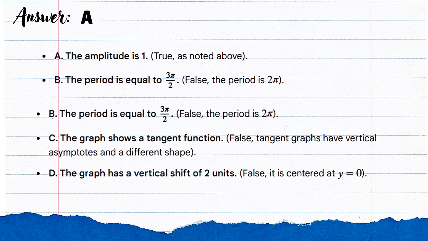Let's evaluate these options. For letter A, the amplitude is 1. It is true as noted above or as shown in the graph. Letter B, the period is equal to 3 pi over 2, which is false because the period is 2 pi. Letter C, the graph shows a tangent function. This is false because tangent graphs have vertical asymptotes and a different shape. Letter D, the graph has a vertical shift of 2 units. It is false because it is centered at y equals 0.